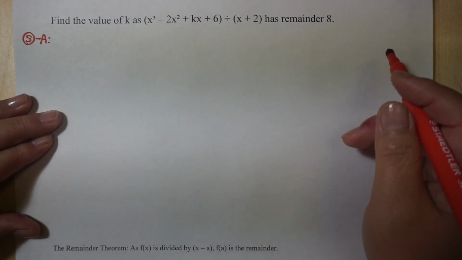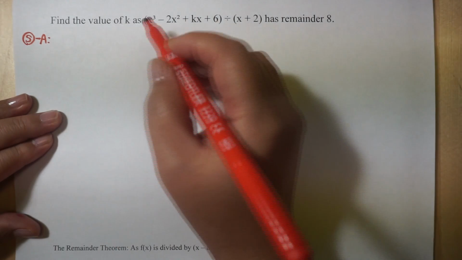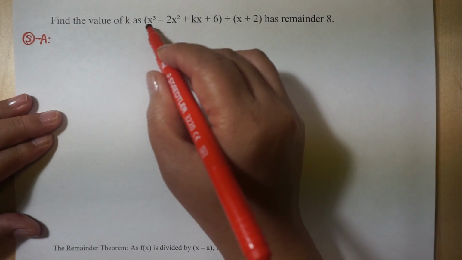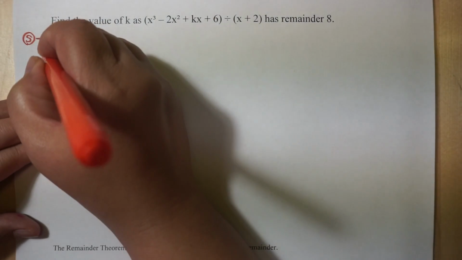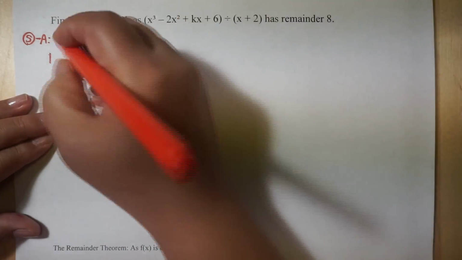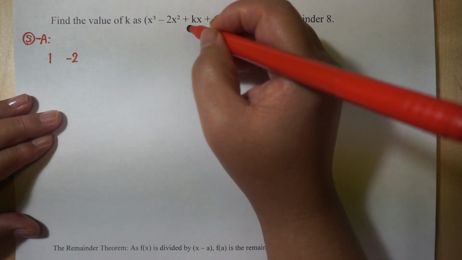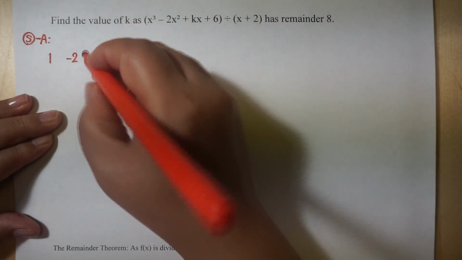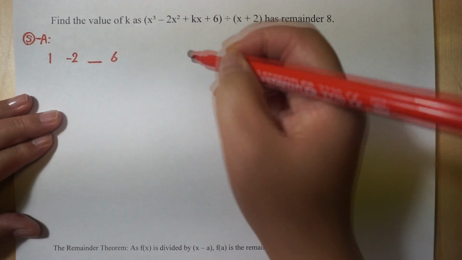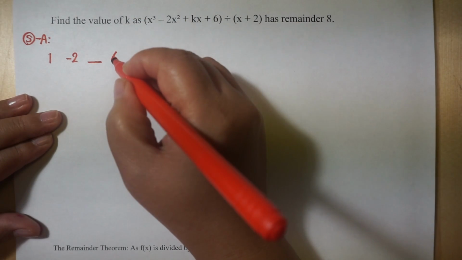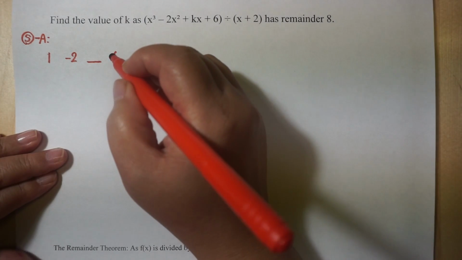So first of all, we have to write down the coefficients of f of x. So f of x is x cubed minus 2x squared plus kx plus 6. So coefficients are 1, negative 2, and k. But this student used guess and check, so this is blank, and 6. So 6 is coefficient? No, this is a constant number. However, we're going to include it, okay?